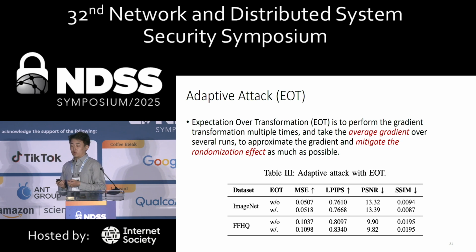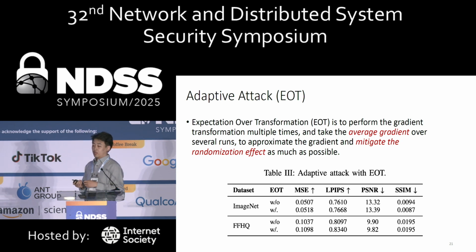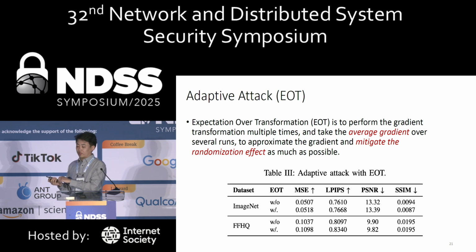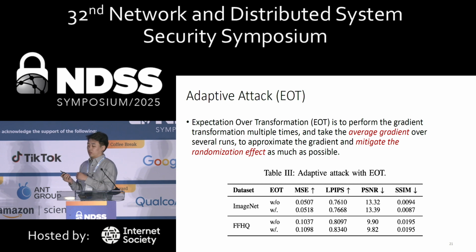And here comes our adaptive attack, EOT. Basically, EOT performs the gradient transformation multiple times and takes the average gradient over several rounds to approximate the gradient. So it means the attacker knows how we defend. Even with this kind of adaptive attack, we can see in both ImageNet and FFHQ, both our methods can still hold effectiveness under the adaptive attack.